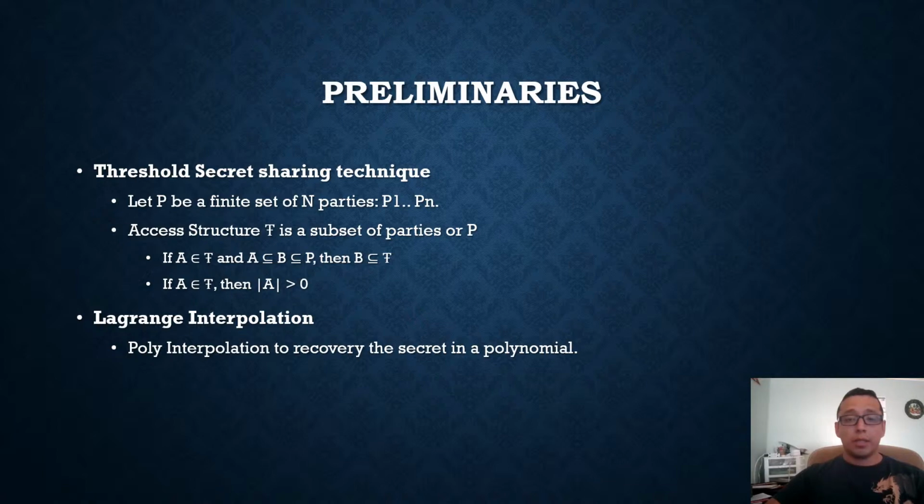If the subset A belongs to the access structure, then the cardinality of this subset A must be greater than 0. And the Lagrange interpolation, we'll explain it in the next slides, but it's basically to recover the secret in a polynomial. We will see it.